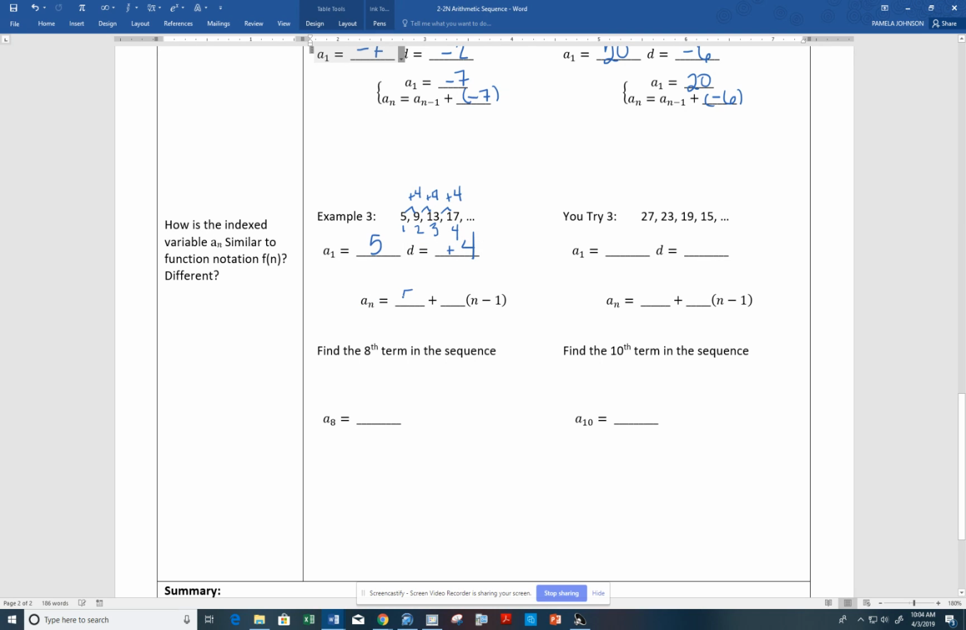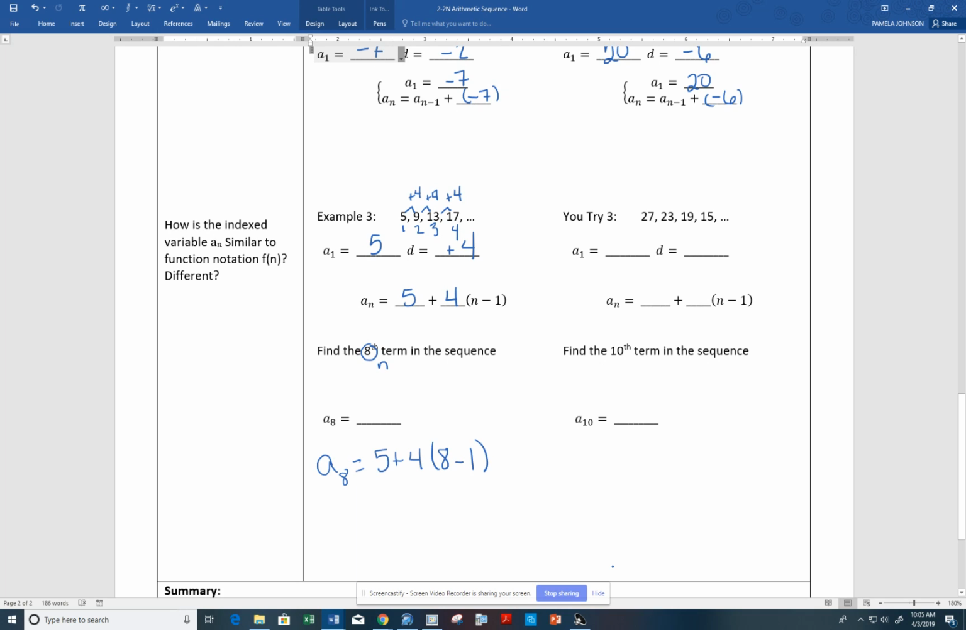Okay, so 5 plus 4 times n minus 1. It wants us to find the 8th term. This is going to be our n. Okay, so to find our a sub 8 is going to equal 5 plus 4 times 8 minus 1.